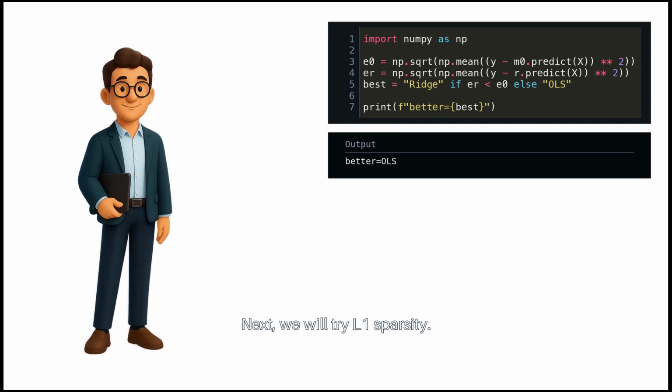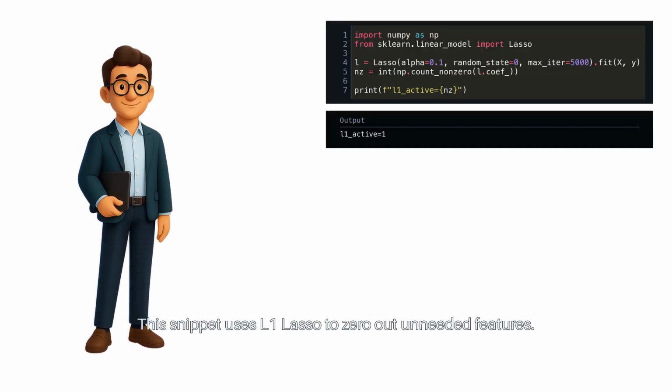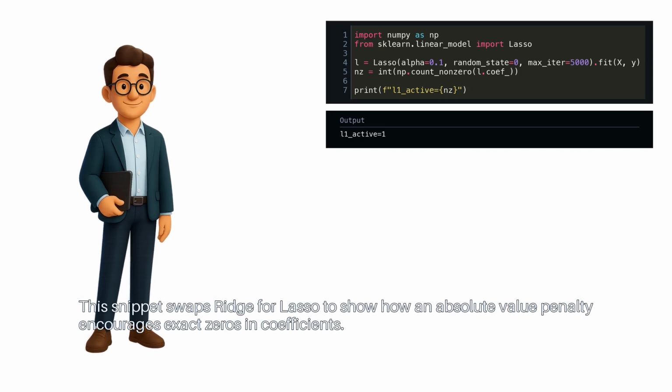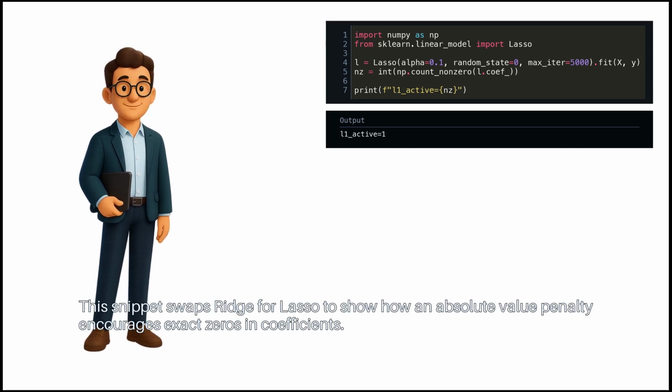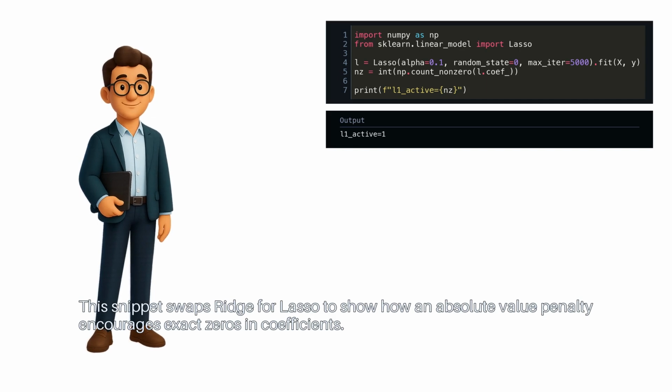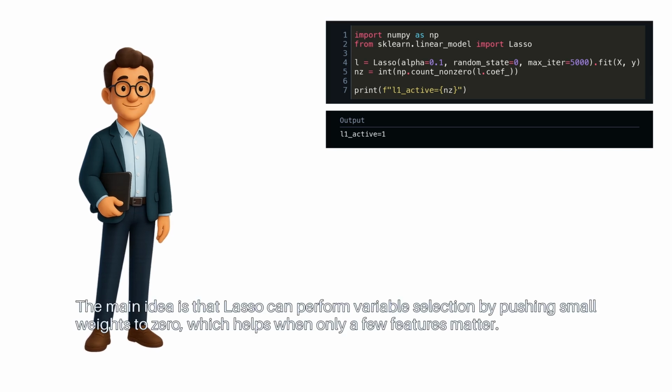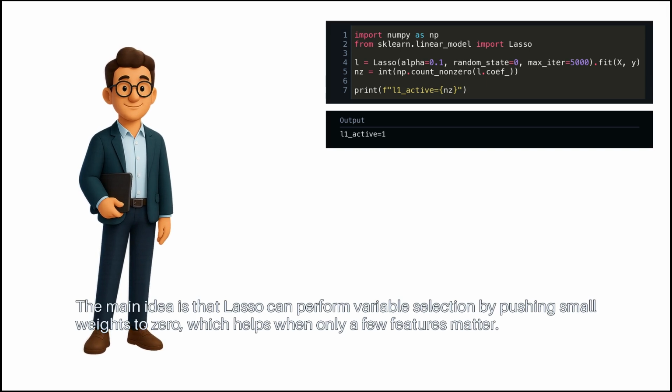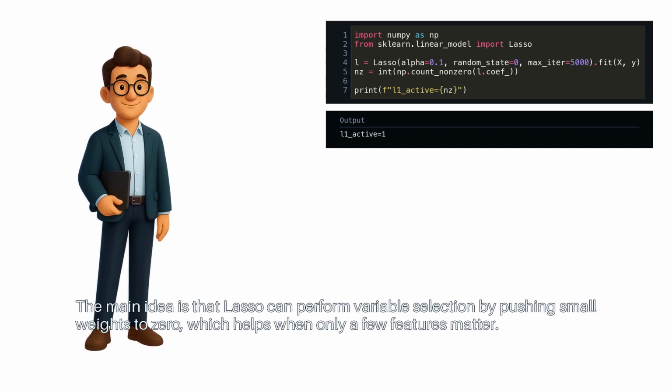Next, we will try L1 sparsity. This snippet uses L1 lasso to zero out unneeded features. This snippet swaps ridge for lasso to show how an absolute value penalty encourages exact zeros in coefficients. The main idea is that lasso can perform variable selection by pushing small weights to zero, which helps when only a few features matter.